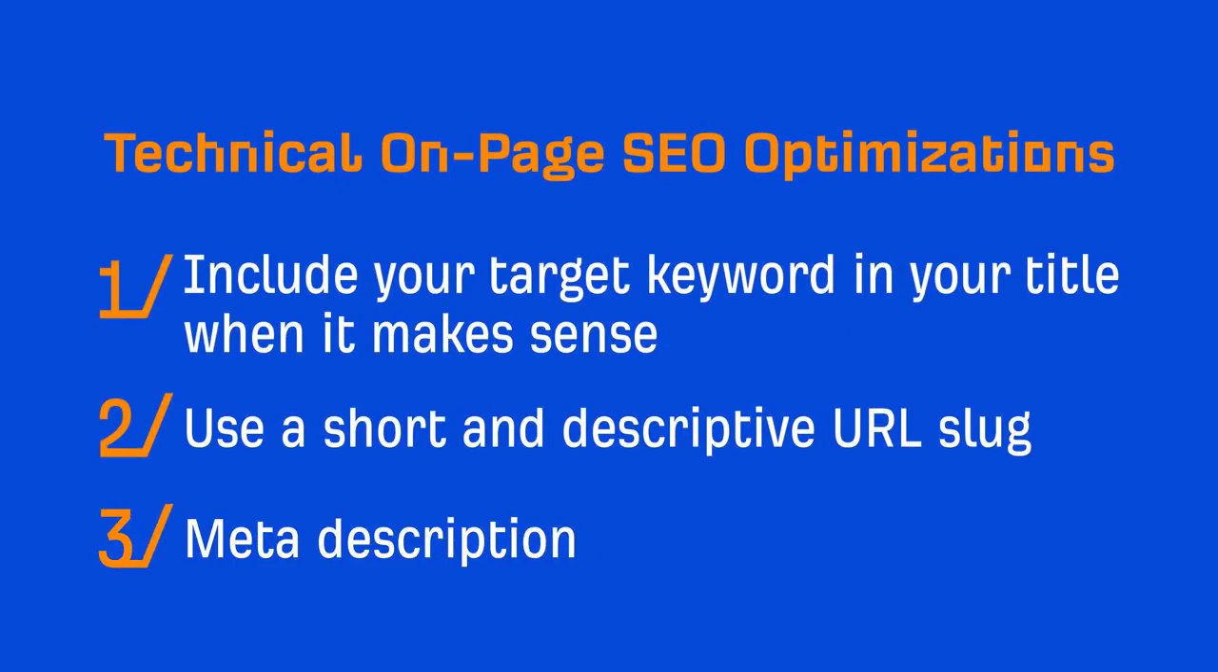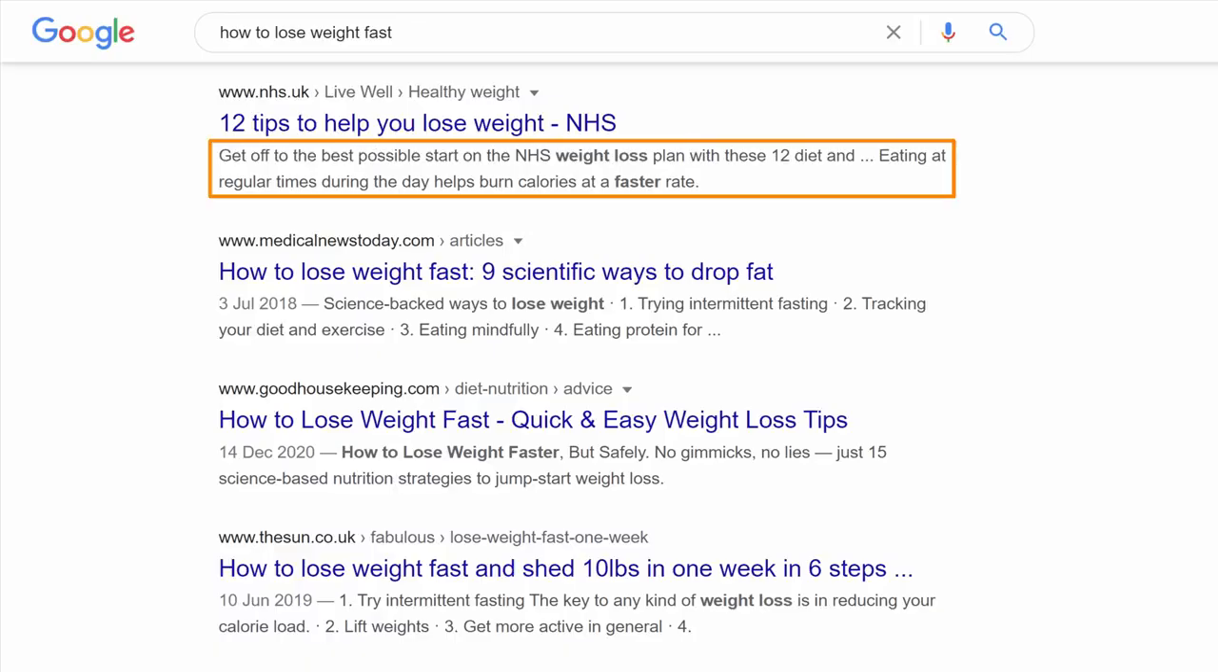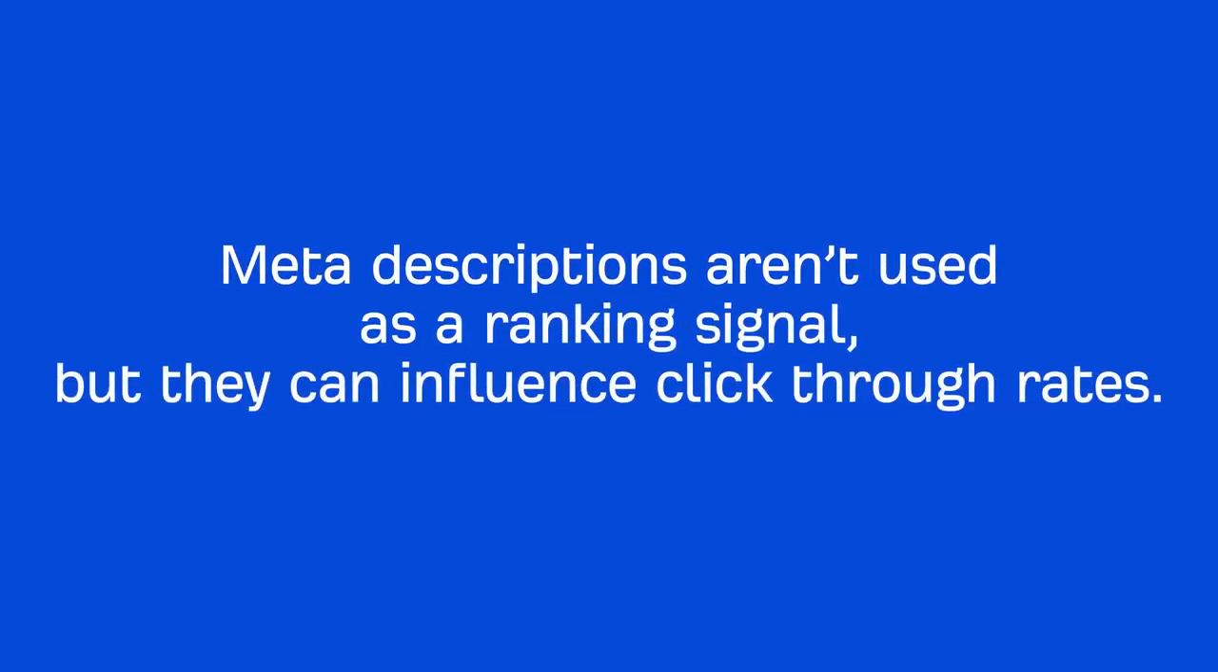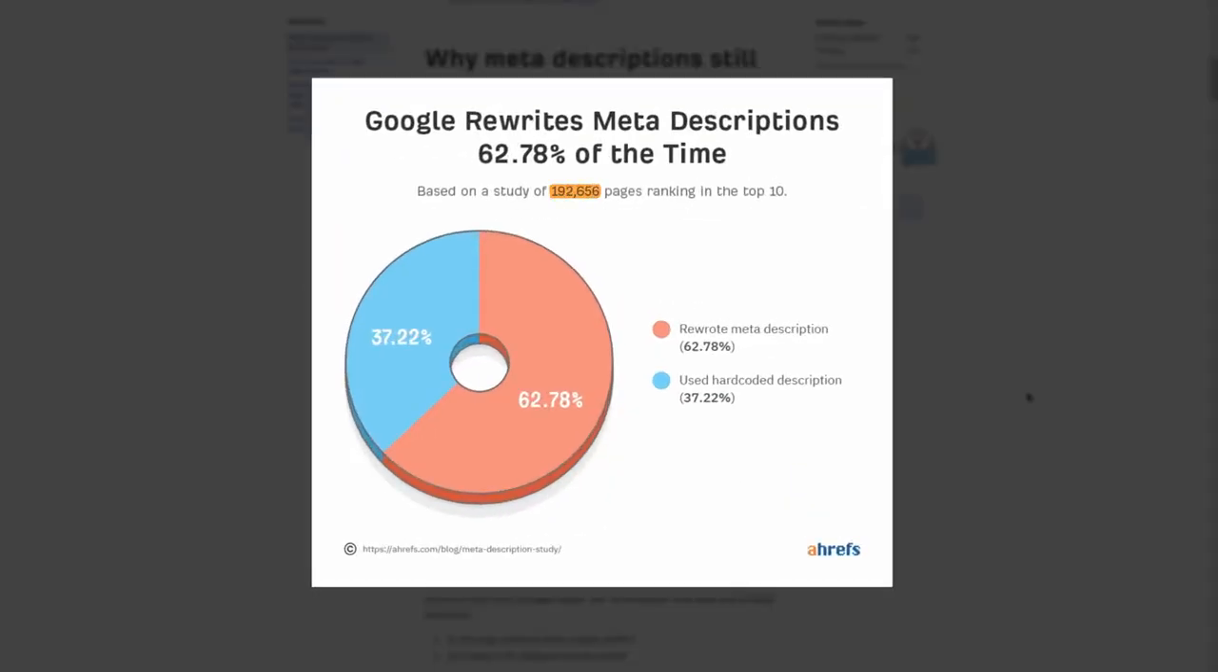Alright, next is the meta description. The meta description is HTML code that's meant to briefly summarize your page, and search engines often use this text right within the SERP. To my best knowledge, meta descriptions aren't used as a ranking signal, but they can influence click-through rates, and for that reason, I think it's important to add to your pages. Now, it's important to note that according to our study of 192,000 pages, we found that Google rewrote meta descriptions nearly 63% of the time. So I wouldn't spend a ton of time on them, but you should still include them.